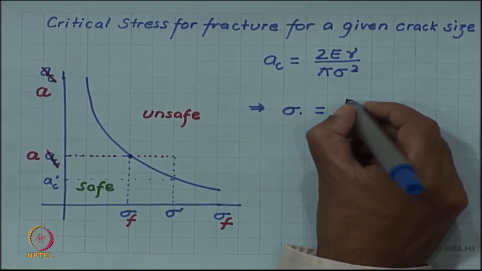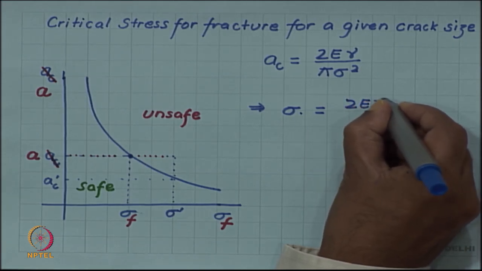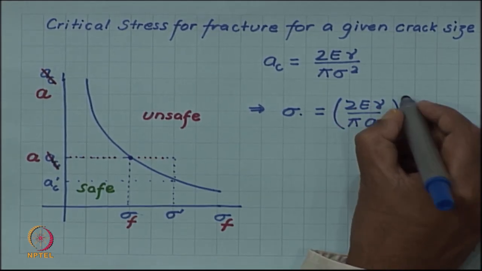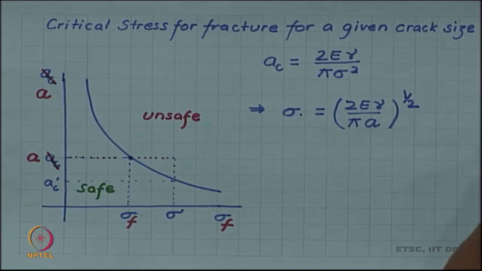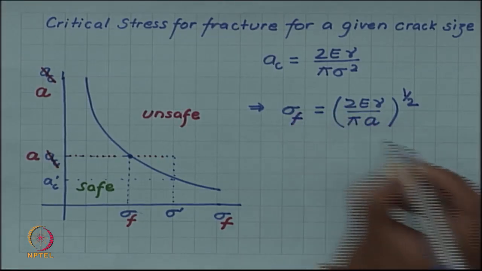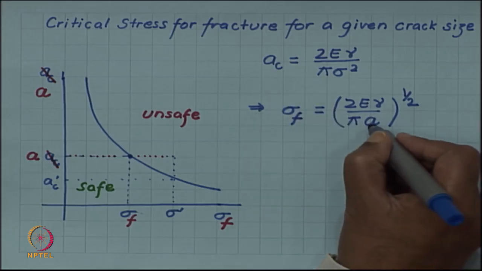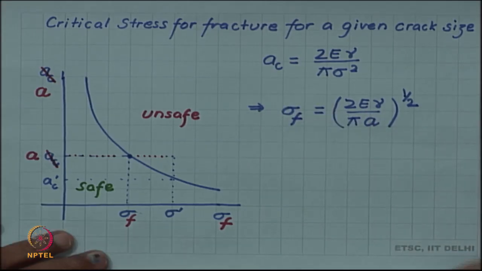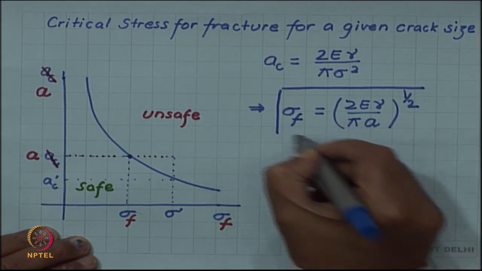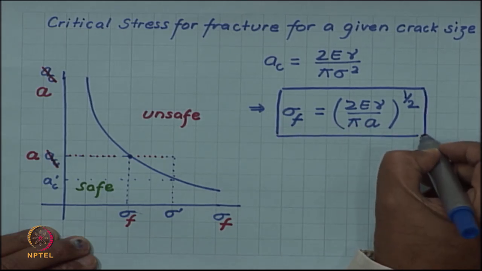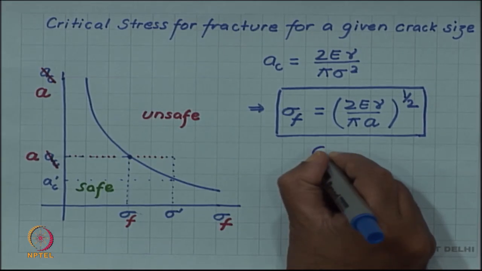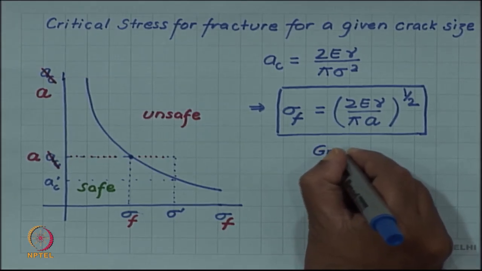So, I get sigma f equals square root of 2 E gamma by pi a, and I write it now since my interpretation has changed. Sigma has now become the critical stress sigma f, and AC has become the given crack length A. So, this expression also is known as Griffith's equation. So, both are Griffith's equation, either in terms of the critical crack size or in terms of the fracture stress.